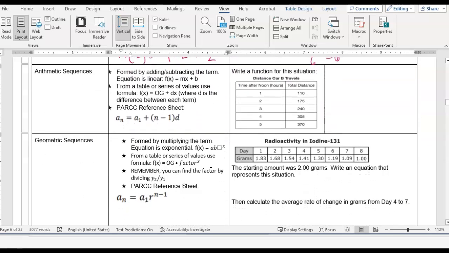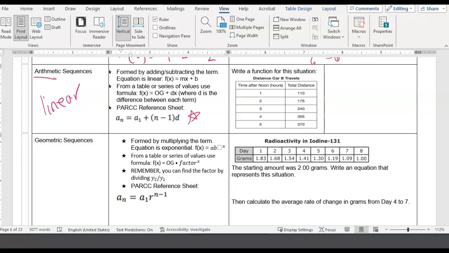All right, arithmetic sequences are sequences that are linear sequences. So these are linear equations. It's just another word for what is a linear equation. And this is on the reference sheet. This tells you how to find that equation. So if we write a function for this situation, we can think about what is increasing each time, because we're adding the same amount each time. So in this case, we're adding 65 each time. So our equation is going to be, let's say, for example, f of x equals 65x.